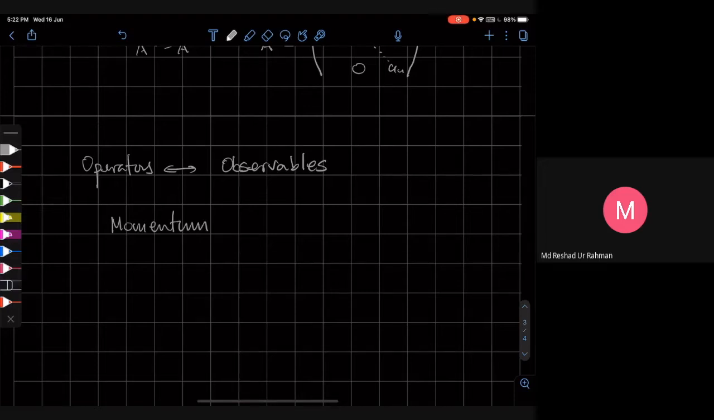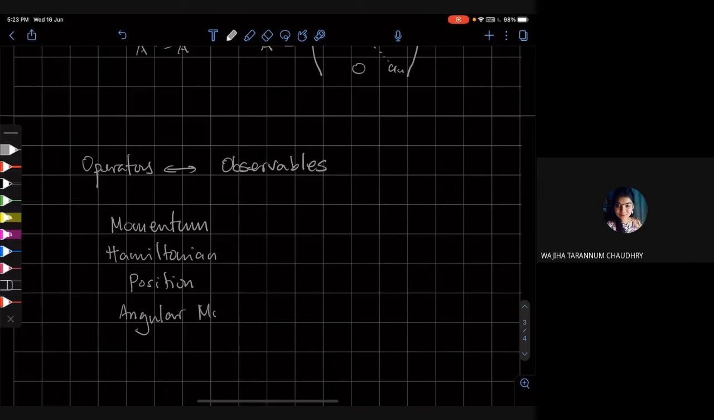Anything else? Hamiltonian. Hamiltonian. Yeah. Which is also known as energy. Good. Position. Anything else? Angular momentum. Angular momentum. Okay. Wajia, what do you think? Can you give me an example? Sir, it could be any measurable properties.